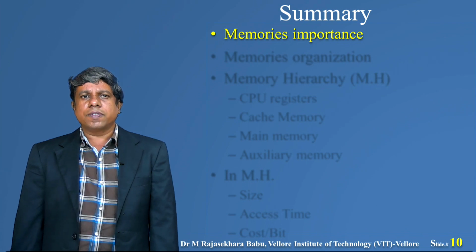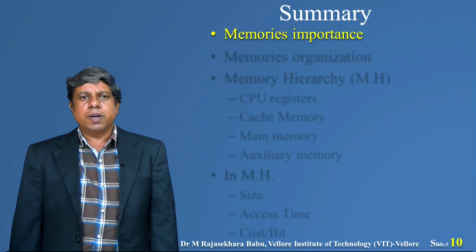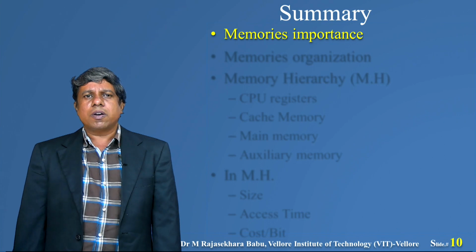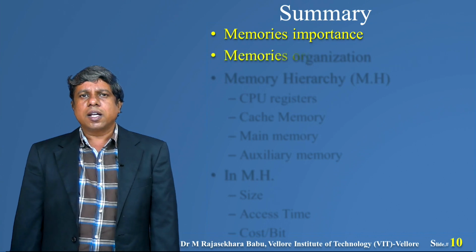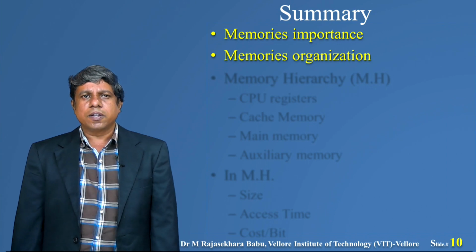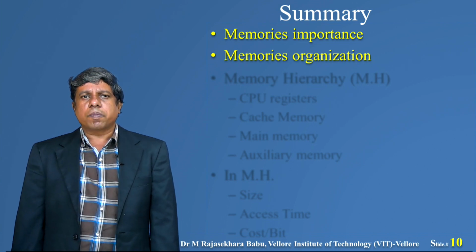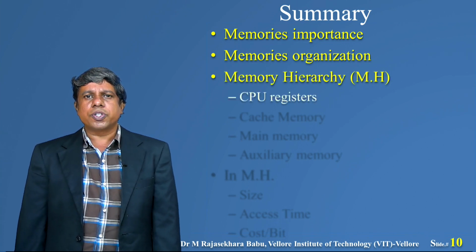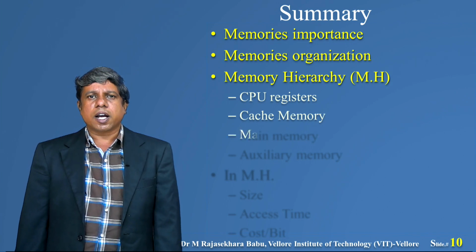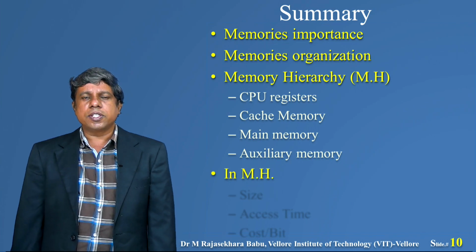As part of this lecture, we discussed the significance or importance of memory. We could understand that memories are as important as the processor; one cannot exist without the other. And then memory organization: the memories are organized in such a way that the CPU could access them with appropriate priority. First are the CPU registers, followed by the cache memory, next the main memory, and then the auxiliary memory.